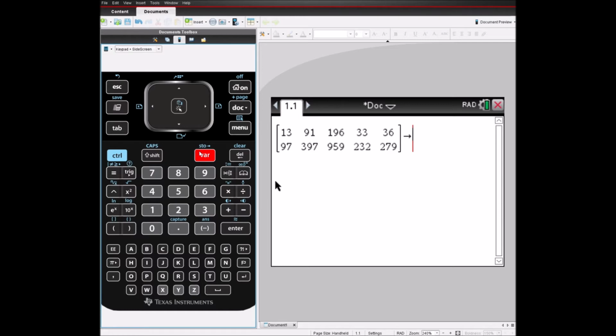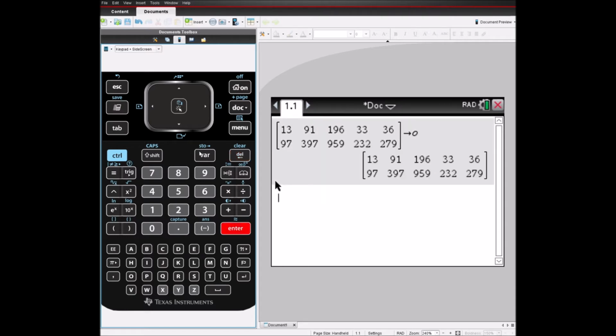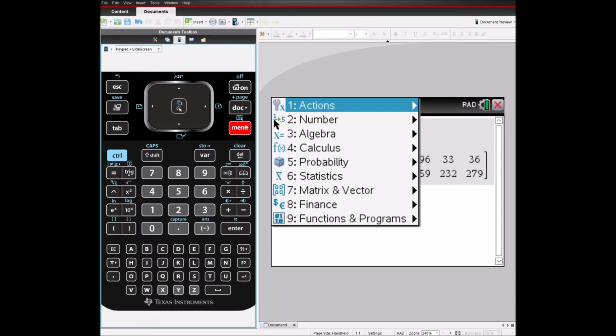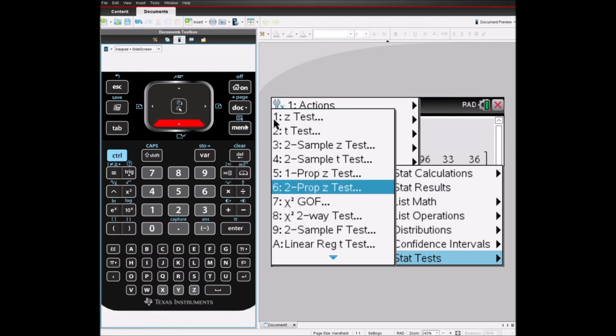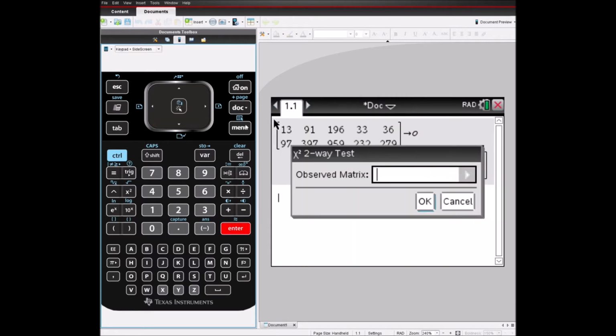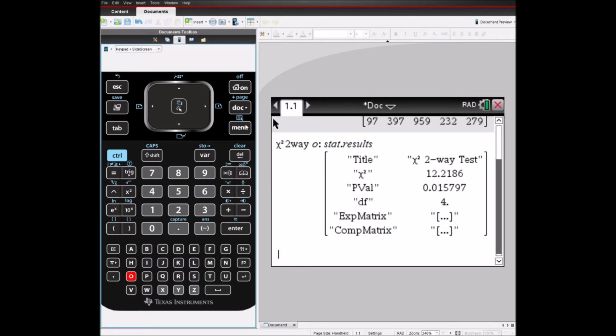There's a store function, control variable, and we can name it whatever we want. I could say OBS for observed. Earlier we were just using the letter O because we were being lazy. So O is good enough. Menu. We want statistics number 6, stat tests number 7, number 8 for two-way tests. So there are two chi-square functions. First one's for goodness of fit, and that's obviously what you're going to use for goodness of fit. And then this one, 2-way, for both homogeneity and association. Mathematically equivalent. So this was matrix O.